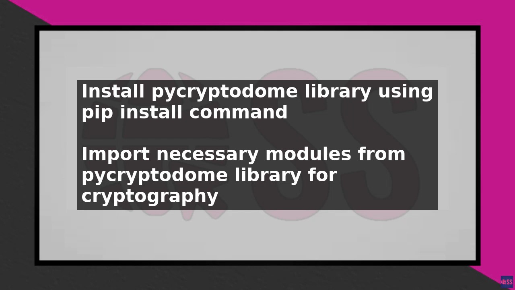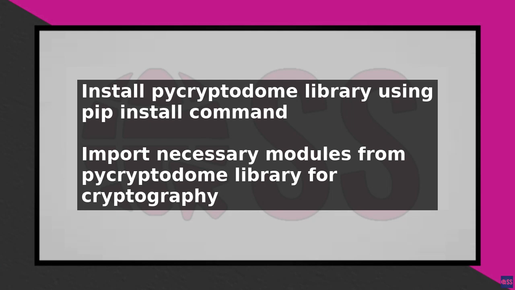First, you need to import the necessary modules from the library. You can import the hash functions by using from Crypto.Hash import SHA-256. This will allow you to use the SHA-256 hash function in your code.